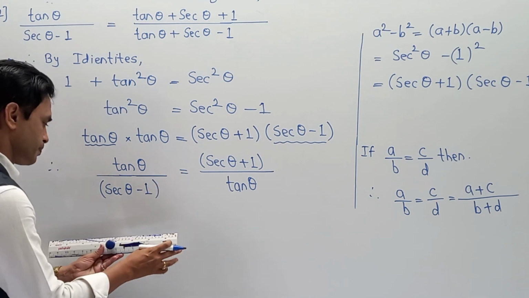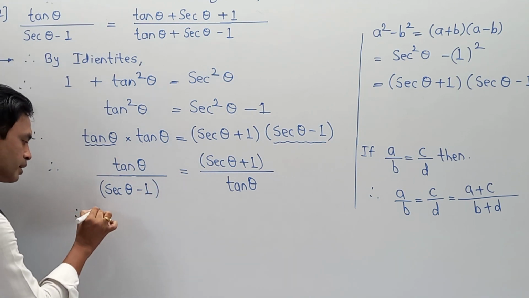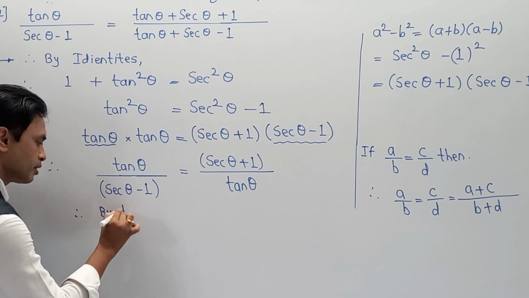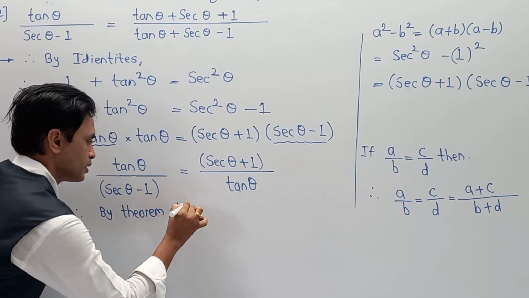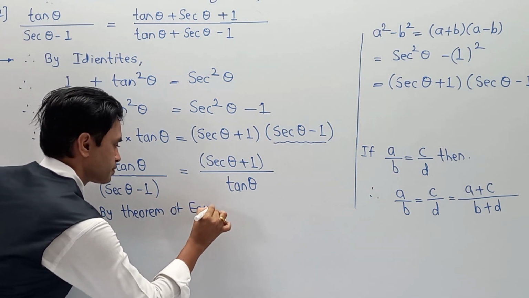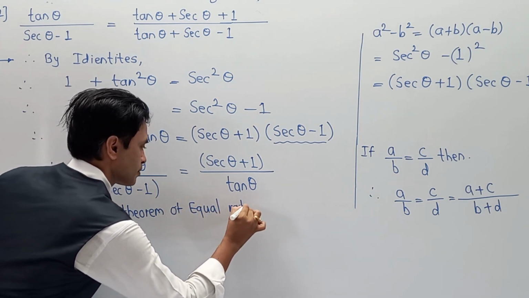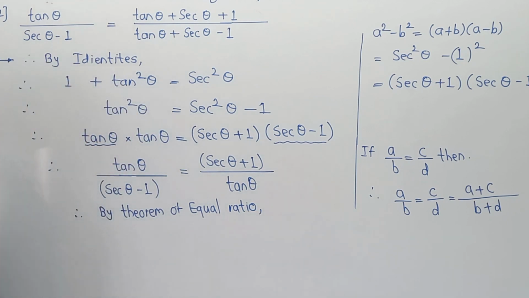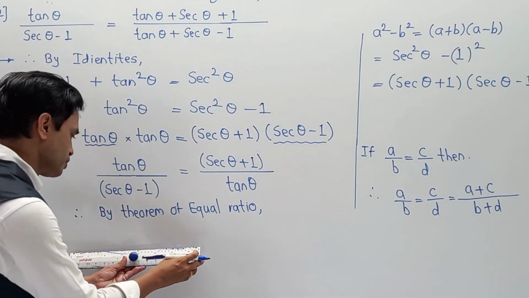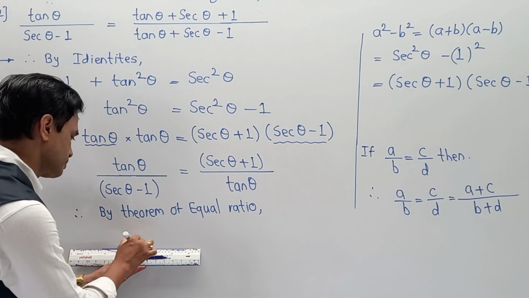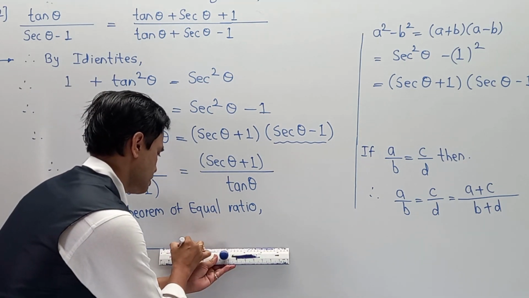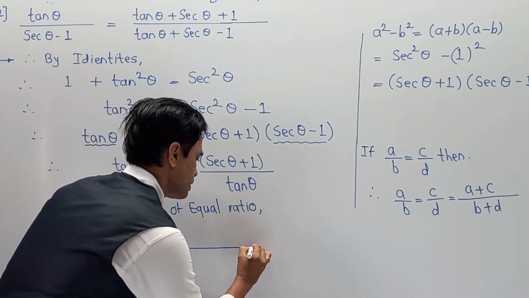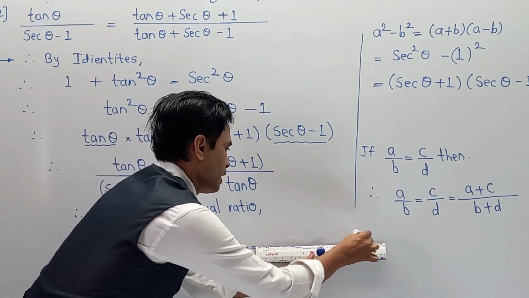So your first group, here I am going to write by theorem of equal ratio, or theorem on equal ratio. Your first group is over here, is equal to second group, and is equal to addition of all.